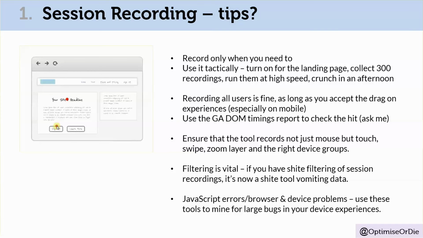Make sure that the tool records not just mouse movements, but it also caters for touch, swipe, zoom, and other gestures that people make on touch devices. And also make sure that any tool that you buy has the right device groupings, so it can sensibly separate devices either by category like desktop, mobile, tablet, or it can do it by the breakpoints or the resolutions in your site. If you've got a responsive site that looks 5 different ways for people, then you need to be able to look at the data 5 different ways in your session replay tool, because the experiences are vastly different.